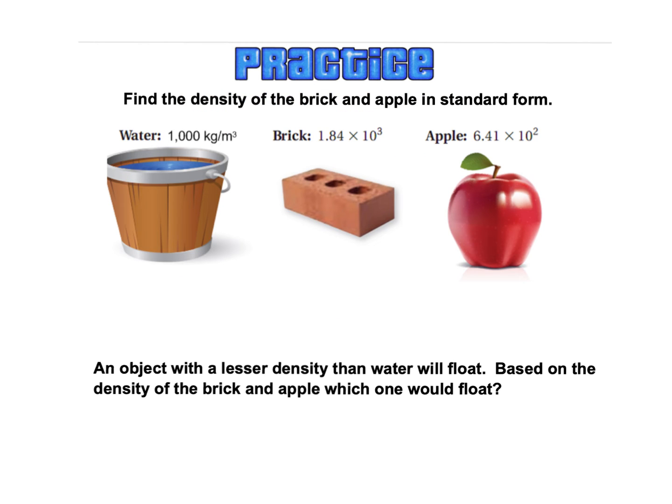So find the density of the brick and the apple in standard form. So I got an exponent of 3, so I'm going to move it 1, 2, 3, which means I'm going to add a 0.